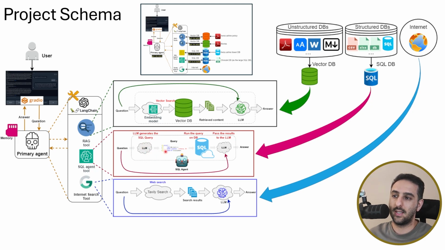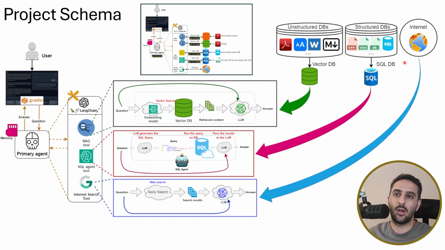On the SQL agent side, the user's question is passed to a large language model. That LLM generates the SQL query that corresponds to the user's question, and then we run that query on the database. We get the results and we pass them to our large language model. And again, we pass them alongside the user's question, the chat history, and the system role in order to generate the final answer. And on the Tavily search side, we pass the user's question to Tavily search using an API call, and then we get the search results and pass them to a large language model, again alongside the user's question, to generate the final answer.